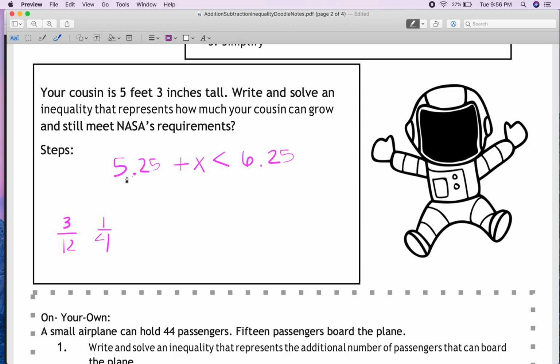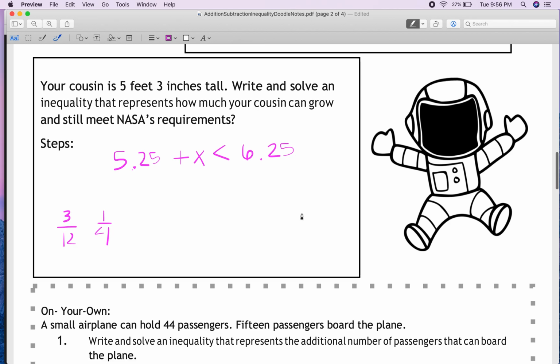So if your cousin is 5.25 tall, we're going to see how much more he can grow, how much he can add to his height, and still be under the height requirement for NASA. All right, go ahead and solve that, figure out your answer, and check it with the Ed puzzle.